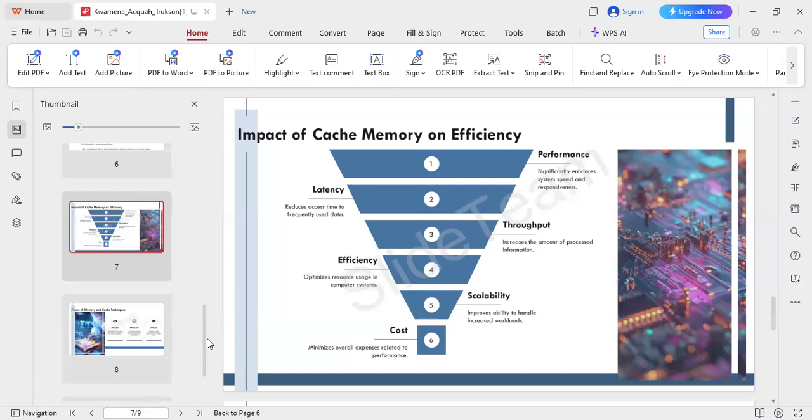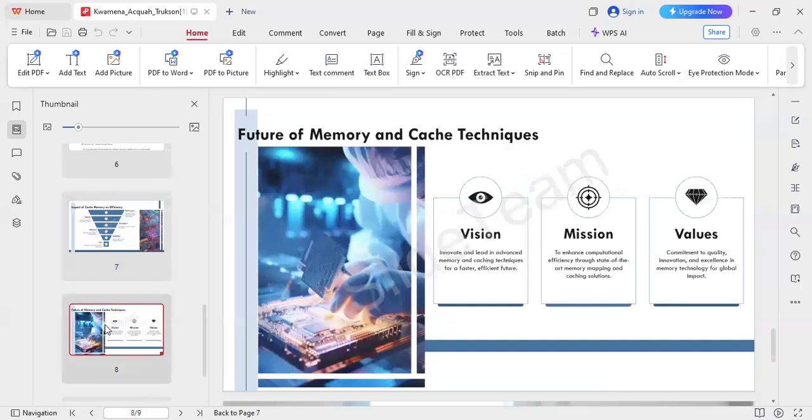Moving on to my last slide. The future of memory and cache techniques. We have a vision for advancement. What it's really focusing on is leading in developing advanced memory and caching techniques. Its goal is to achieve faster and more efficient computing systems.